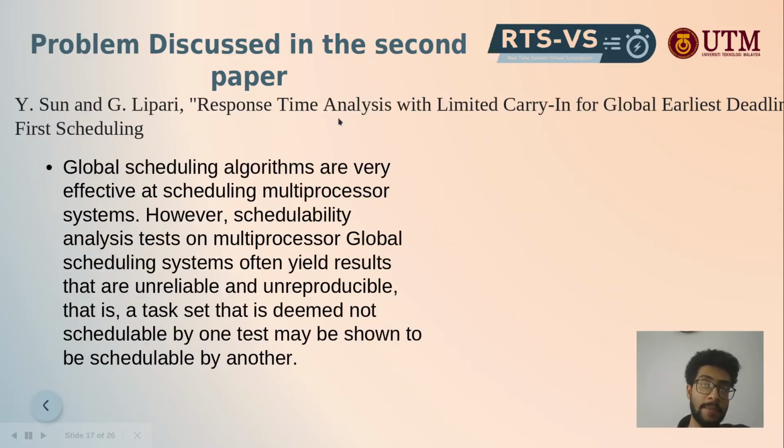The second paper that was discussed was response time analysis with limited carry-in for global earliest deadline first scheduling. Global scheduling algorithms are very effective at scheduling multiprocessor systems. However, they are plagued with a problem. Schedulability analysis tests on multiprocessor global scheduling systems often yield results that are unreliable and unreproducible, and a task that is deemed not schedulable by one test may be shown to be schedulable by another one, which is a problem.